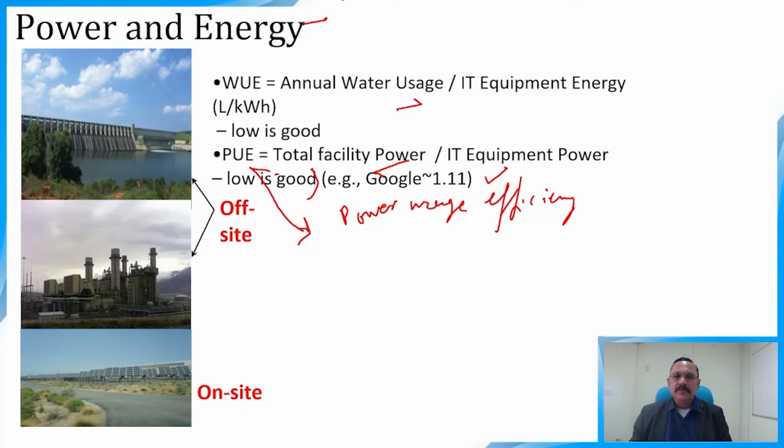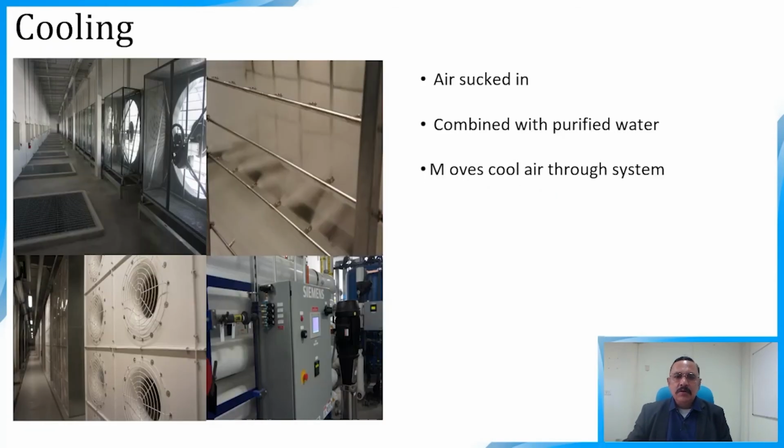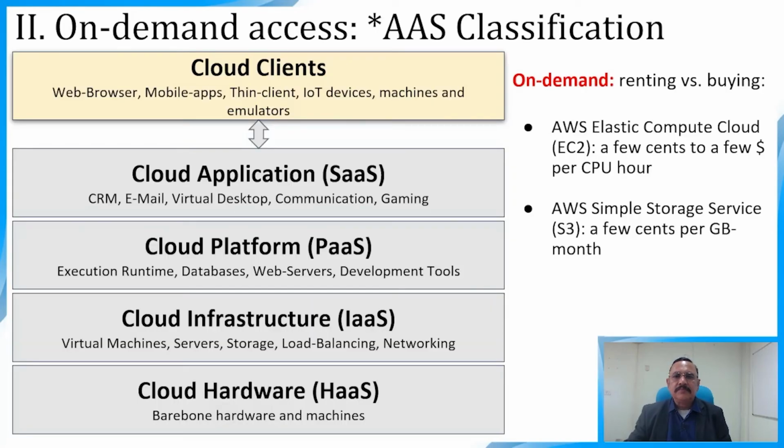Similarly, water usage efficiency, water is used for cooling purposes. So, the water usage efficiency is nothing but the annual water usage divided by IT equipment energy. So, a lot of cooling technologies are involved in the data center. Now, coming up, the second important feature of a cloud, today's cloud, is called on-demand access.